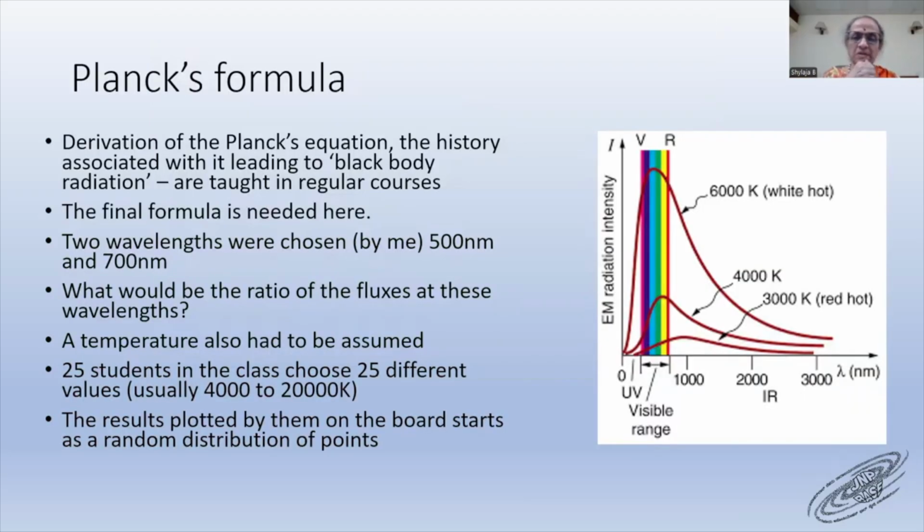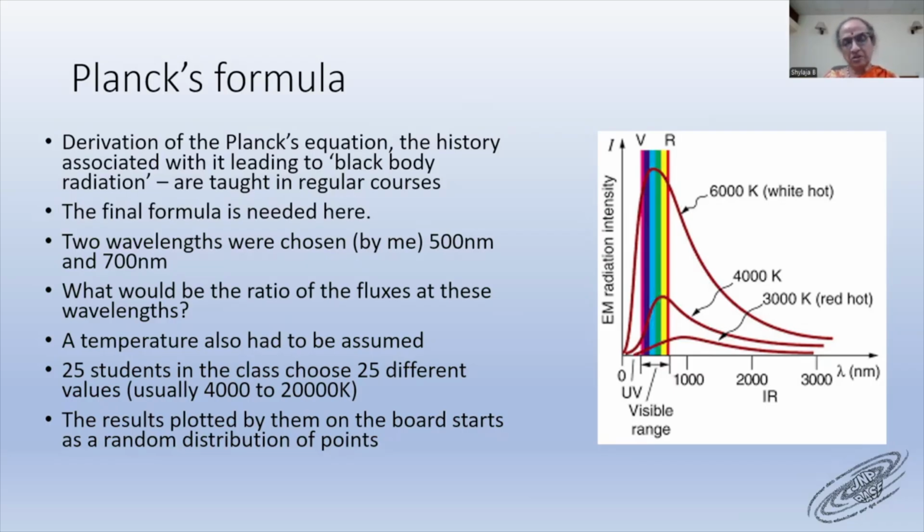So Planck's formula now gets converted into a graph like this. They are very familiar with the 2 laws associated with this, and how it is dependent on the temperature, etc. All that has been taught, so we use only the final formula here. So I choose 2 wavelengths, say 500 and 700 nanometers. And why I chose these 2 particular wavelengths is to be explained to them.